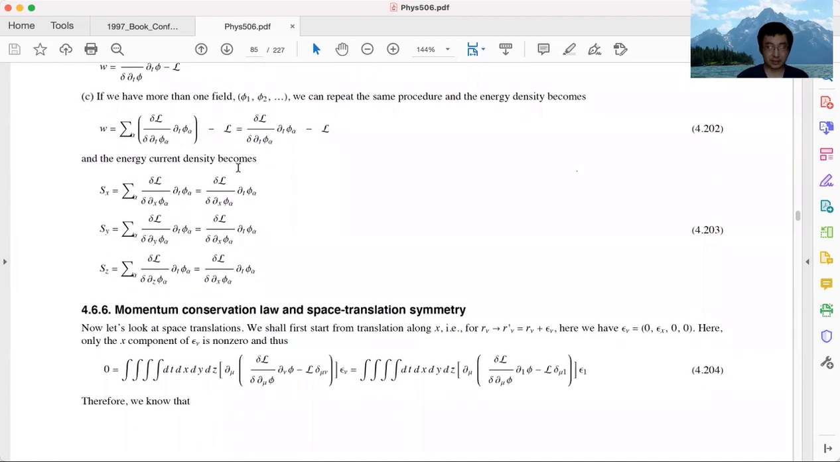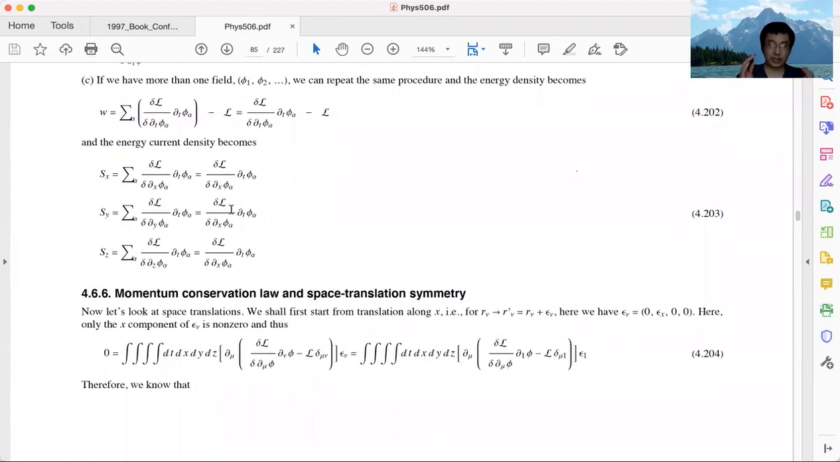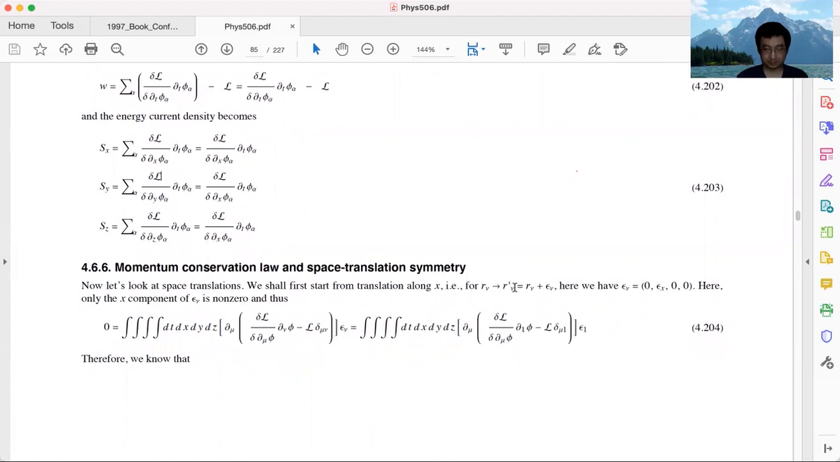So this is the energy conservation. We can do exactly the same thing for space translation. So for space translation, say space translation along x, this time the epsilon vector is 0 for the time component.